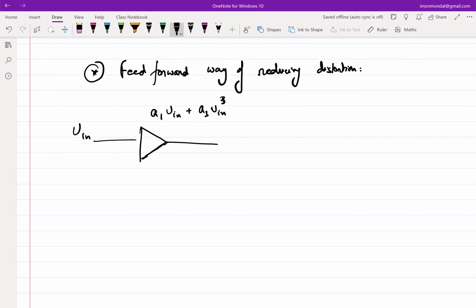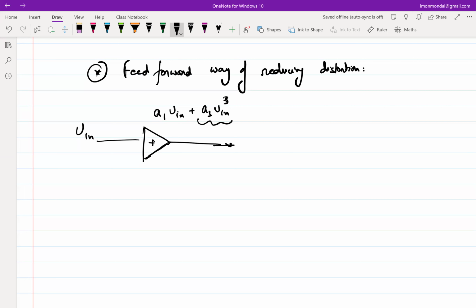Fine, so let's say the sign is plus. The goal is to cancel out A3 V in cube. If you observe, if I scale V in, let's say by a factor of 2, then the first order term only scales by a factor of 2, but the cubic term scales by a factor of 8. So I am getting some difference at the output based on the value of V in.